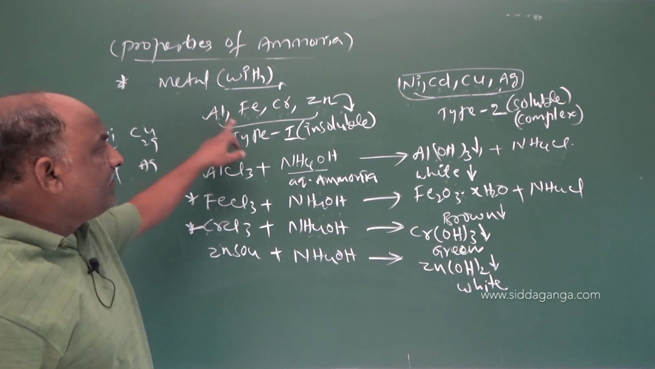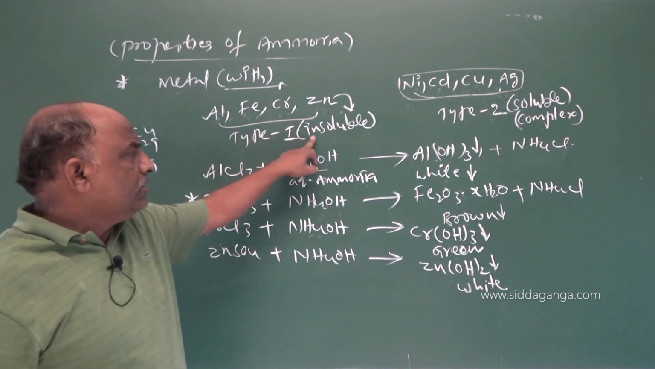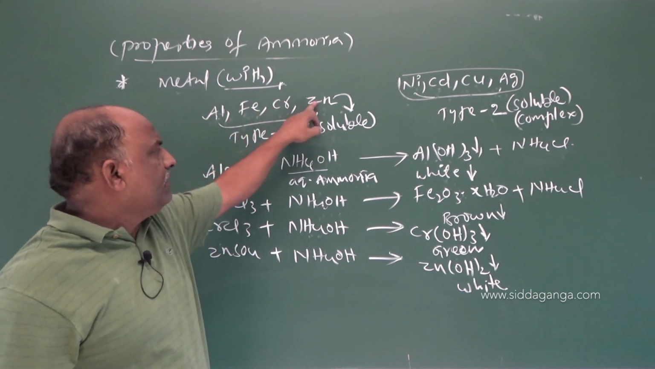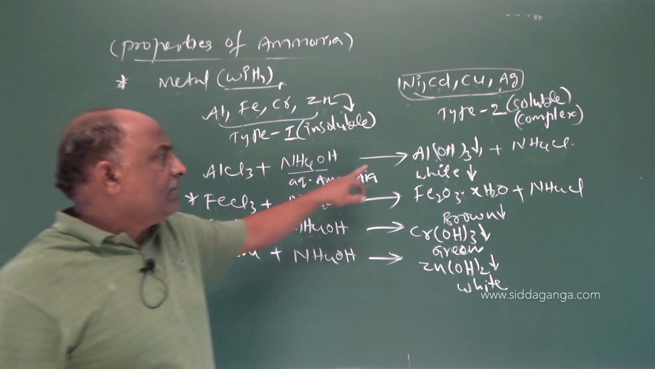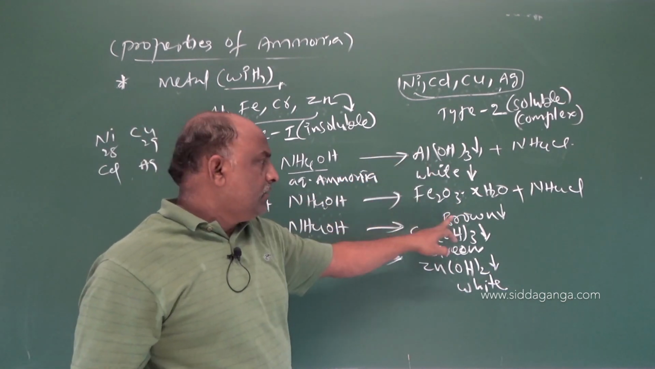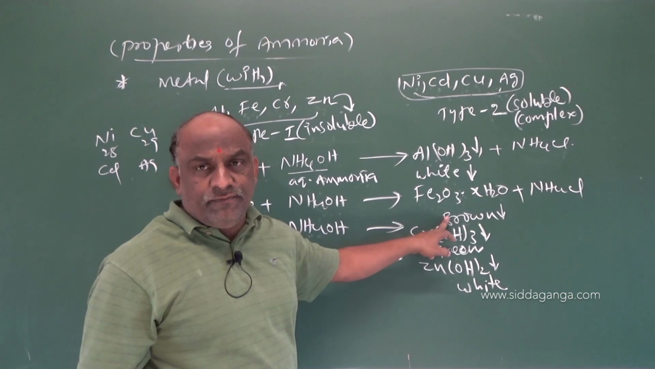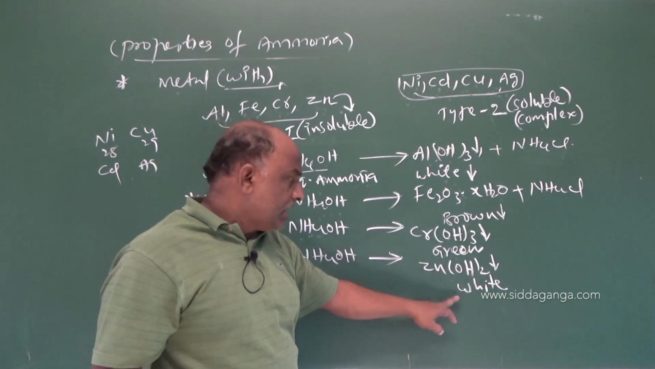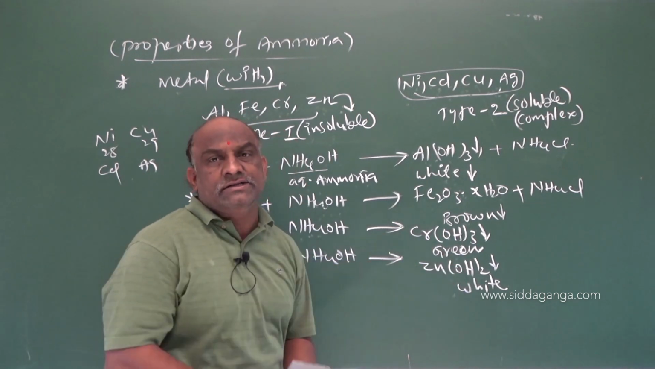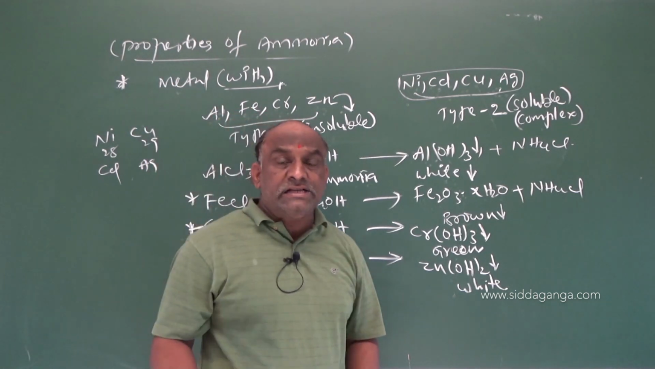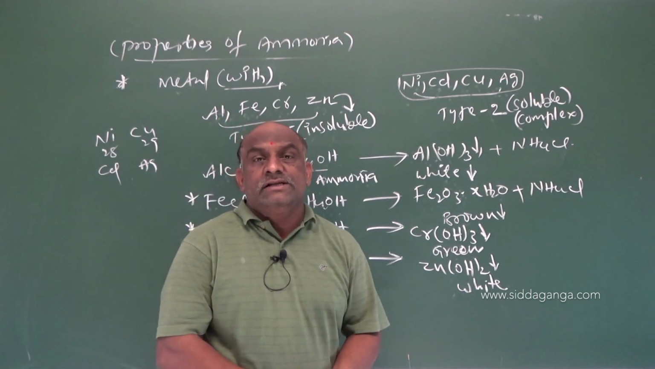So once again, type 1. These metal salts, aluminum, iron, chromium, zinc, are insoluble in aqueous ammonia. They form precipitations. White color precipitation, aluminum salts. Brown color precipitation, iron salts. Green color precipitation, chromium salts. Again white color precipitation, zinc salts. According to the precipitation only, we have to differentiate which cations are present in the given salt.